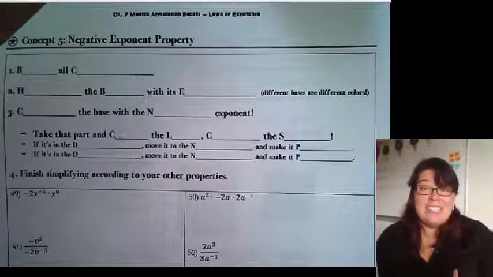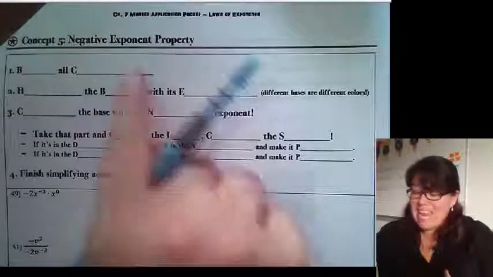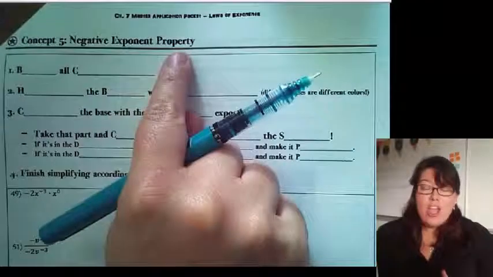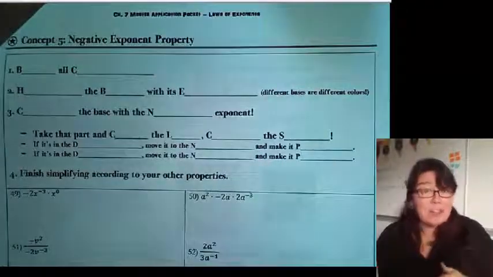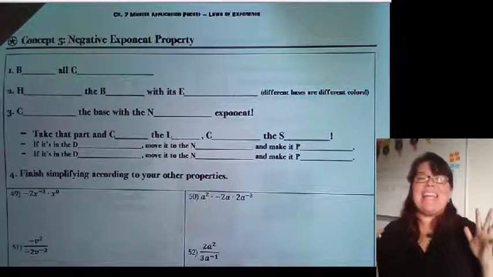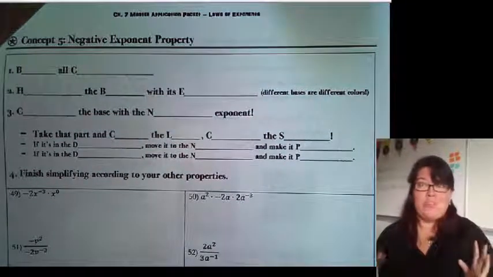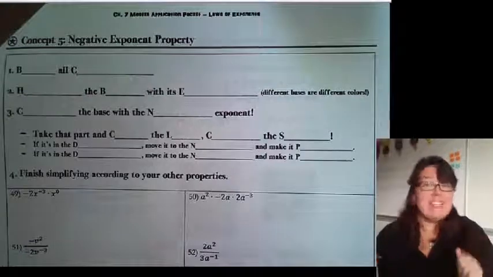All right, here we are at concept 5 for chapter 7, where we're talking about the negative exponent property. You've learned all of the exponent rules. After you learn this one, you can do anything and everything with exponents, which is so awesome. So let's take a look at how we're going to begin.